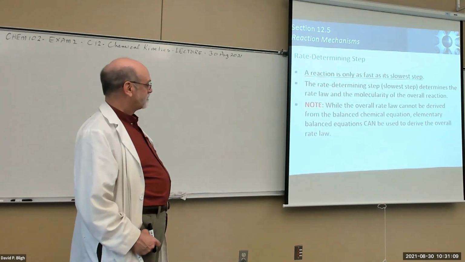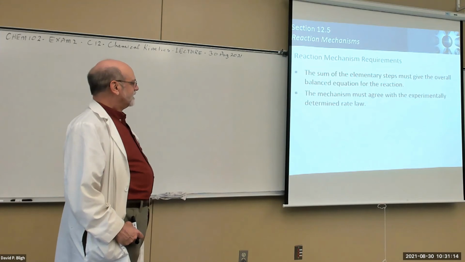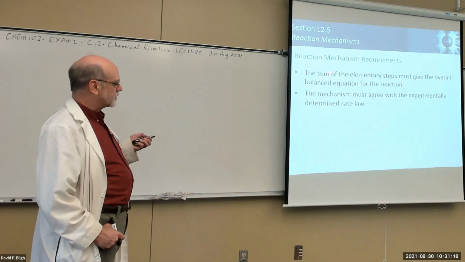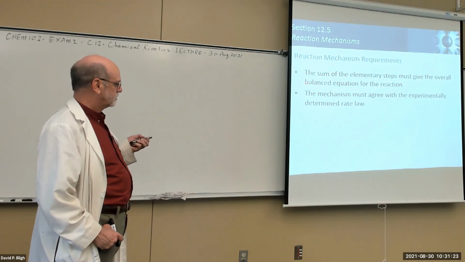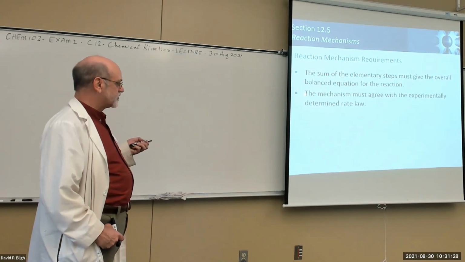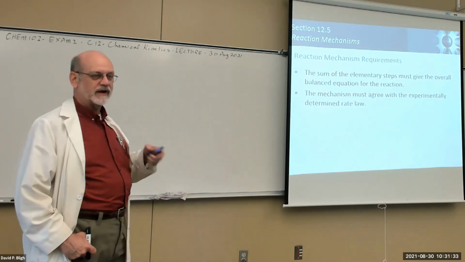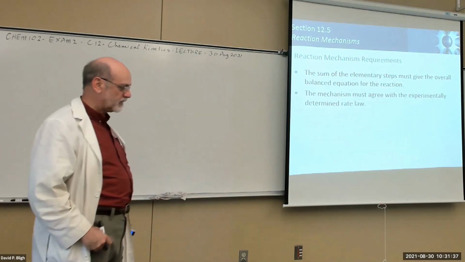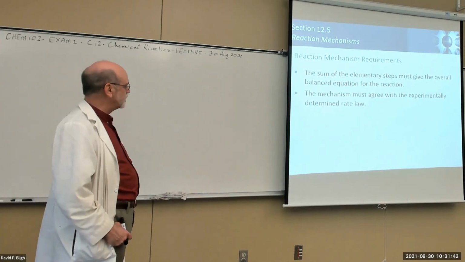Okay, that's fine. I didn't want to flip slides until you were done. Okay, so here's the summation of what I just said. The sum of the elementary steps must equal the overall balanced equation. That's conditional. And then the mechanism that is derived from these elementary steps must agree with the experimentally determined rate law. Those two are absolutely sacred. You cannot violate those two.